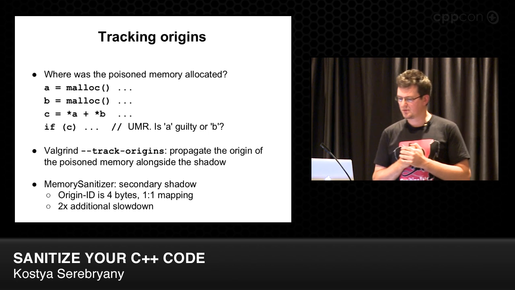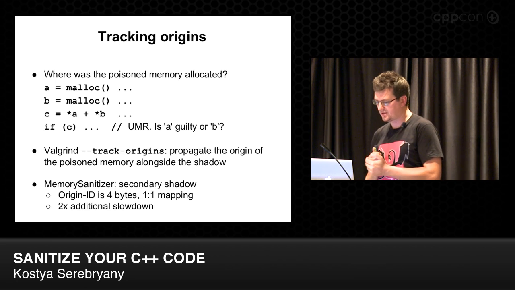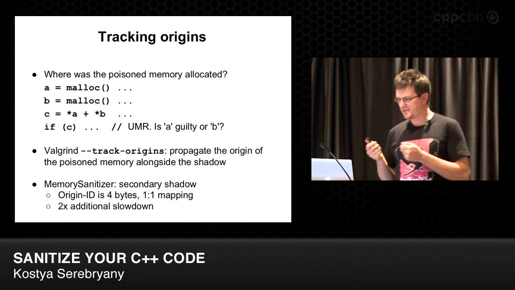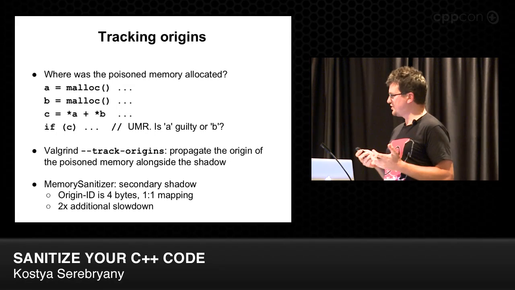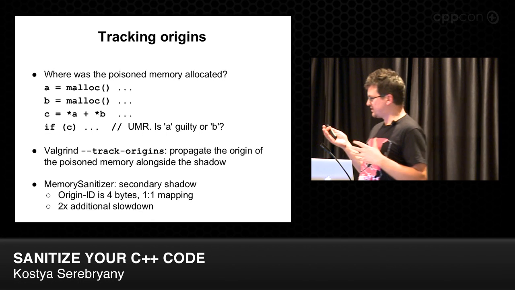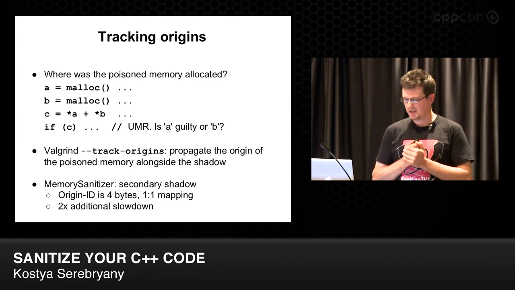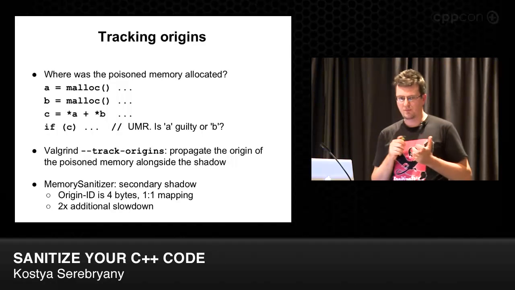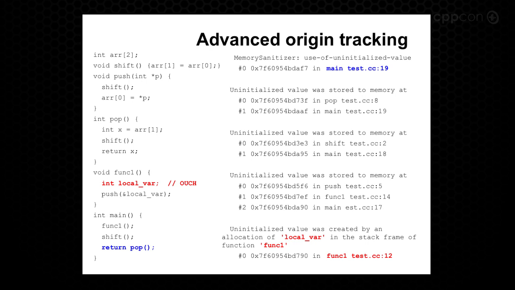Until about 5 years ago, this was a nightmare. No one knew how to debug these things. Then Valgrind implemented the track origins flag, which actually propagates the origins of the poisoned memory alongside the shadow. And this feature is very useful. You can actually see what memory was not initialized. And we've used a similar strategy. We assign a 4-byte origin ID to every 4 bytes of application memory. So this uses one extra part of address space with one-to-one mapping, and it brings 2x additional slowdown.